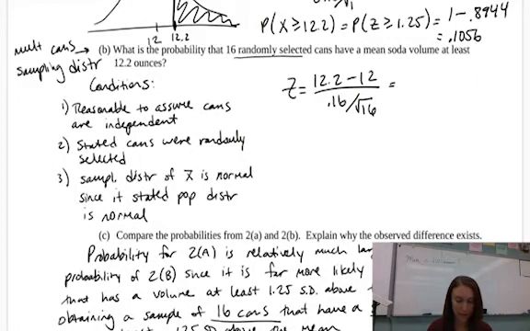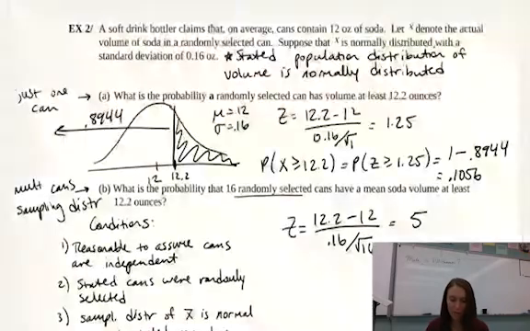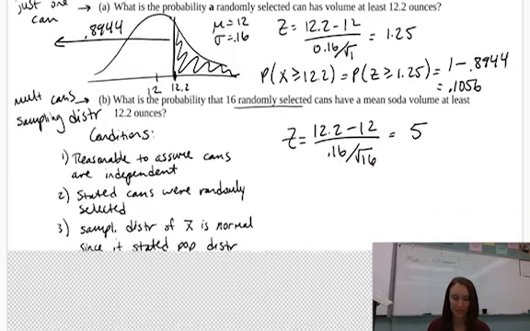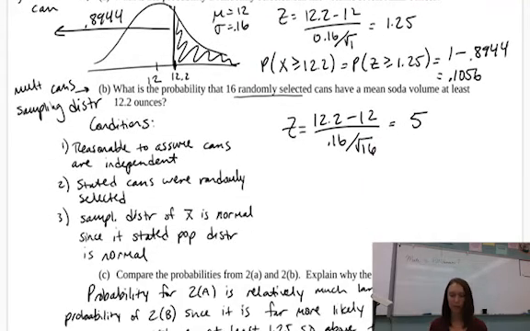And then this equals 5. Think about what that means. Before, we were only 1.25 standard deviations away from the mean when it was just one can. I mean, yeah, you're over a standard deviation away from the mean, but it's not crazy far away from the mean. It's only 1.2 standard deviations. Now, if we take 16 randomly selected cans, the mean of those cans being 12.2 ounces or more, that's 5 standard deviations away from the mean. That's so much less likely to happen.